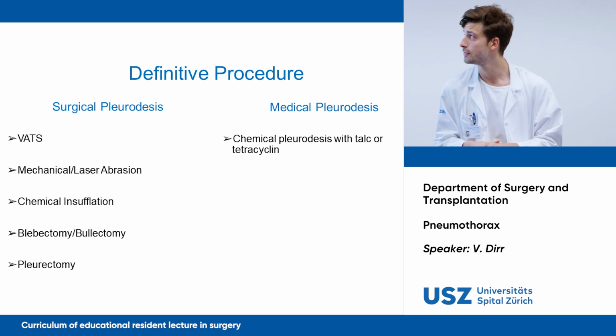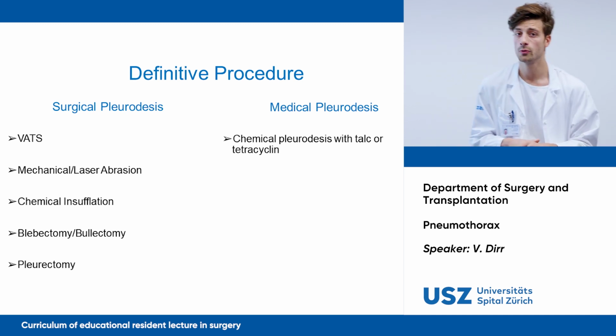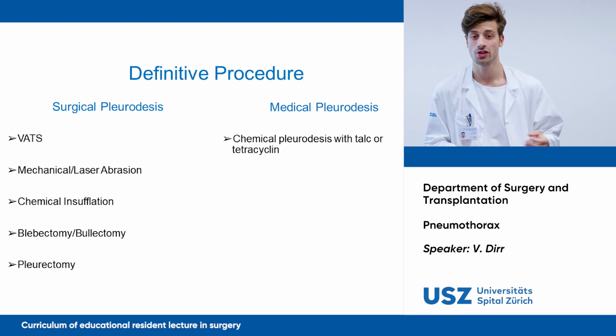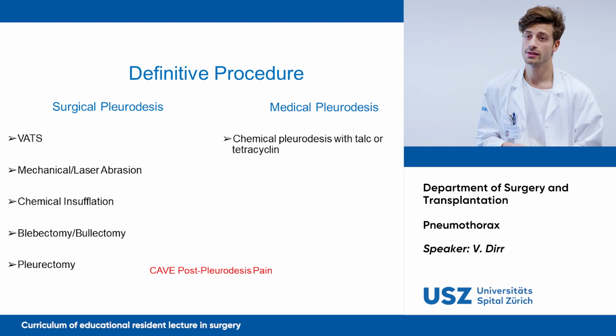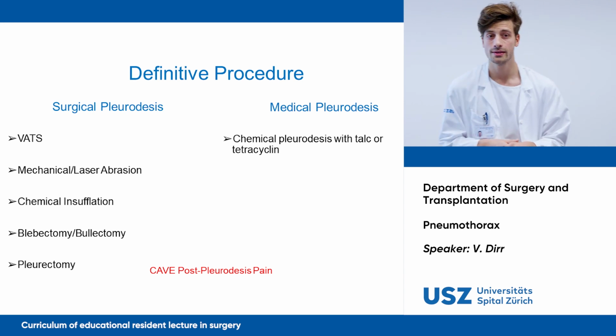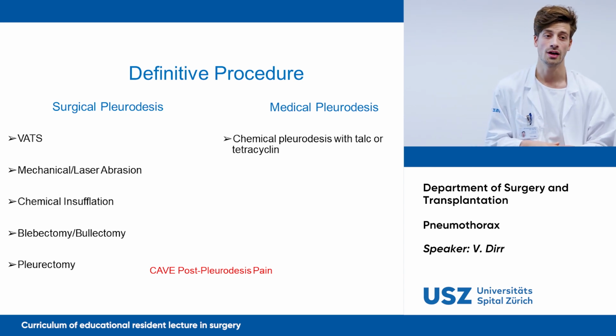Medical pleurodesis is performed if we have a clear contraindication for surgery, and it usually means that we insufflate these sclerosing agents over a chest tube. Bear in mind that in general, all of these procedures can cause post-pleurodesis pain. This is an ongoing pain of neuropathic character for 2 weeks, and it's usually undertreated by us.